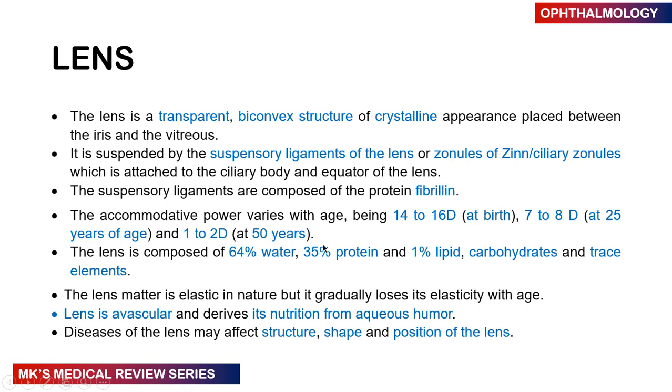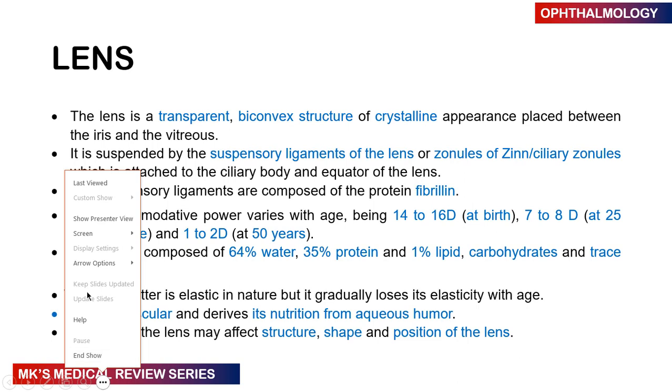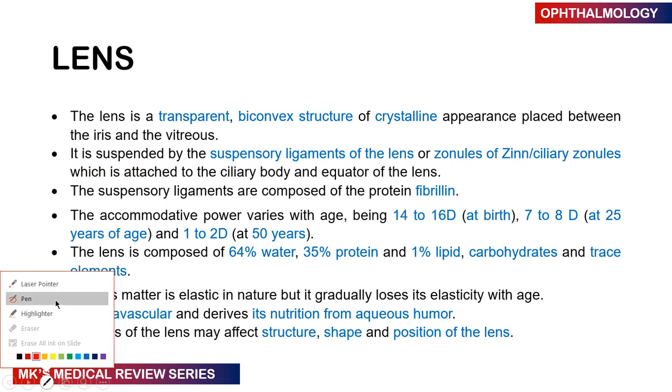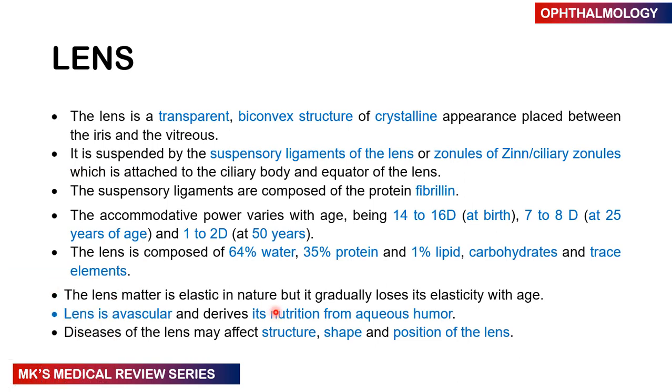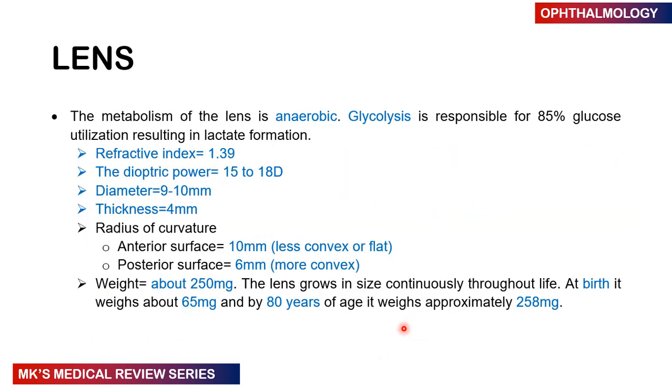And of course, the lens is elastic in nature, but it gradually loses its elasticity as you grow much older, which is another reason why even the accommodative power tends to decrease as you grow much older. I already mentioned that the lens is actually avascular, so there's no need to beat that point to death. Now remember, when you are talking about problems affecting the eye, or the lens to be specific, they may affect the structure of the lens, the shape of the lens, or the position of the lens.